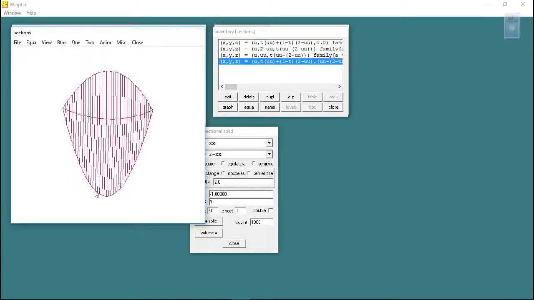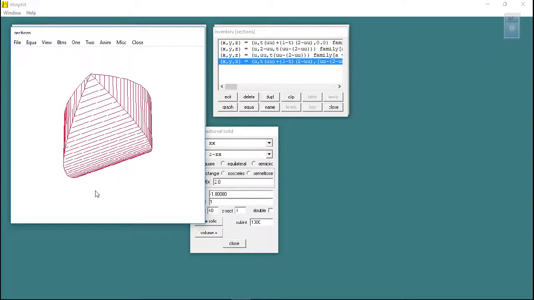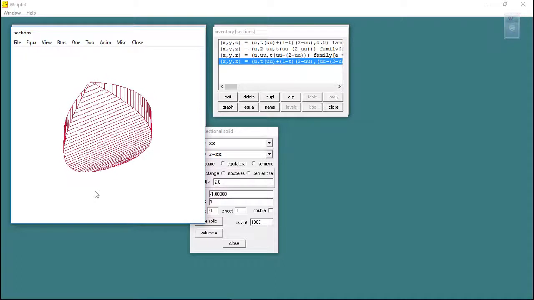It's kind of hard to see sometimes, but it's kind of like a football with flat sides. One flat side that's just flat, the other one is flat across the top. But that's what it looks like.